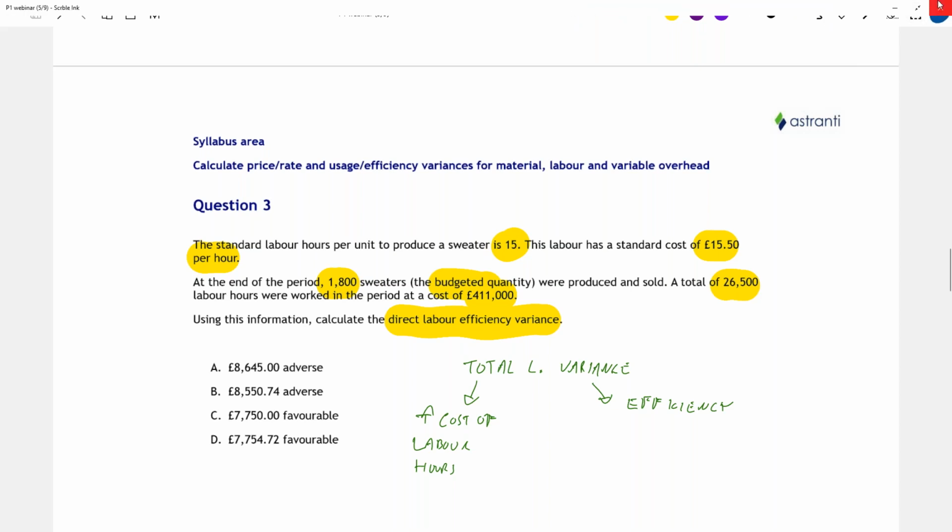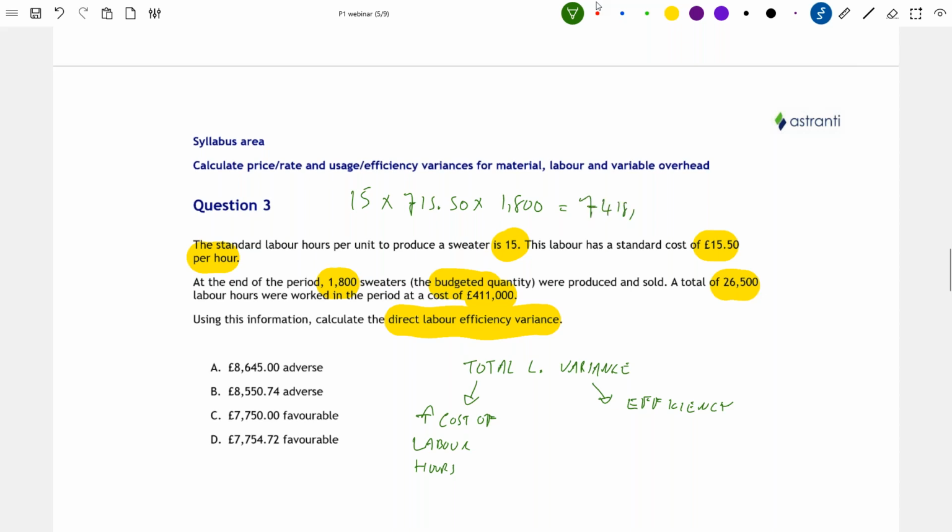consider the total labor cost that we expected to spend on these sweaters. So 15 standard labour hours to produce a sweater. Each labour hour standardly costs £15.50, and we expect to produce 1,800 sweaters. So 15 multiplied by £15.50 multiplied by 1,800 is equal to £418,500. So if we look to this figure, we can see that we actually expected to spend a lot more than we actually spent in the period.